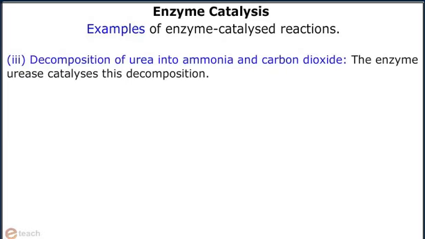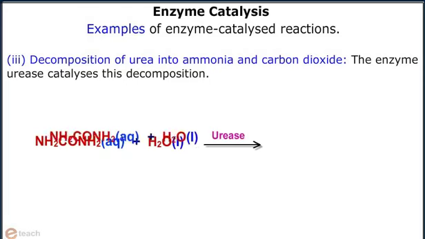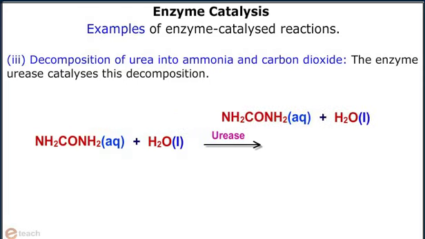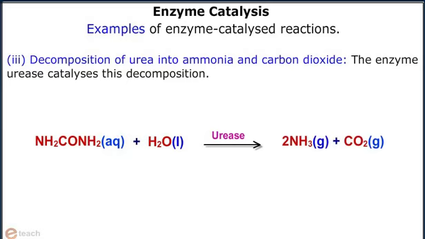The next example is decomposition of urea into ammonia and carbon dioxide. The enzyme urease catalyzes this decomposition. The reaction taking place is NH2CONH2 plus H2O, in presence of urease as enzyme, gives 2NH3 plus CO2. The urease enzyme acts as a catalyst in this reaction.